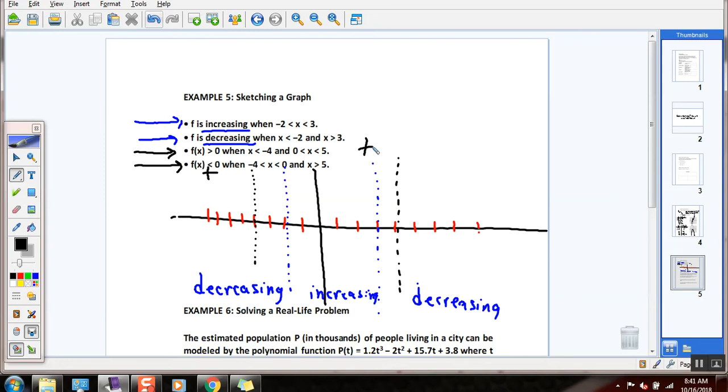Ooh, I don't know if I like this graph very much. This is going to be a tough one. Let me make sure I've got that typed in there right. Give me a second. Step 4 says f of x is less than 0 when x is between -4 and 0 and greater than 5.